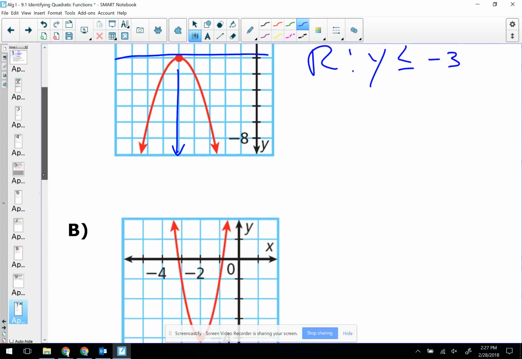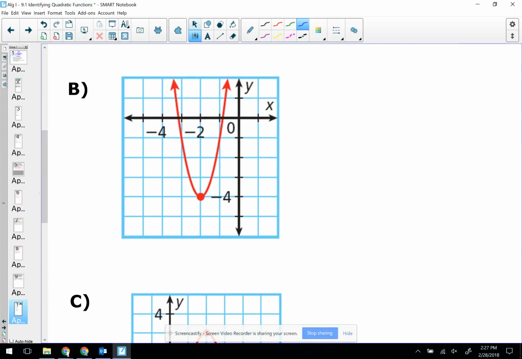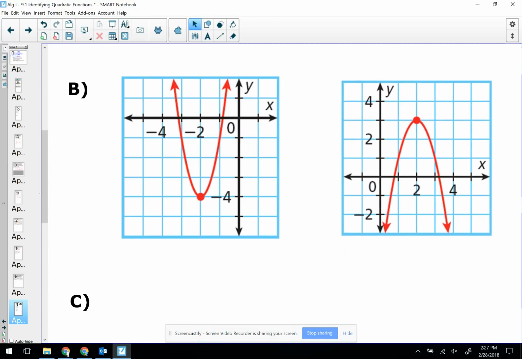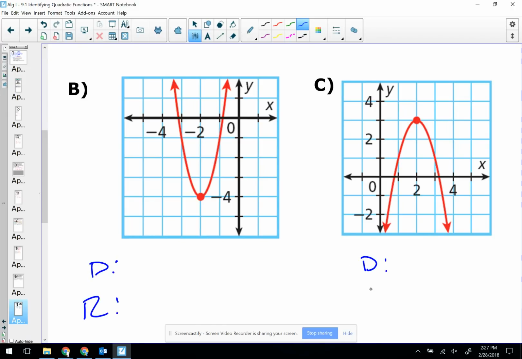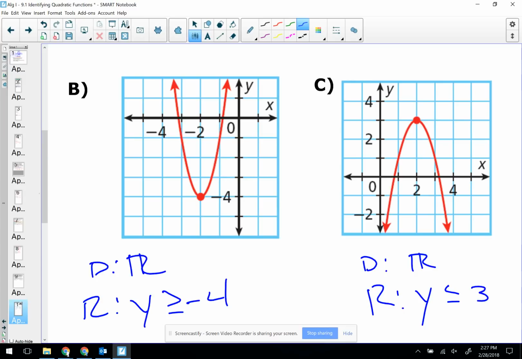So try that one. Pause here and actually try both of these. So your domain, again, always all real numbers for both of them. I can go right ahead and do that for both of them. The range, well, they're both going to start with a y. But since this one points up, it's going to be greater than or equal to. This one points down, so it's going to be less than or equal to. What is that point? -4. What is this point? 3. There we have it.